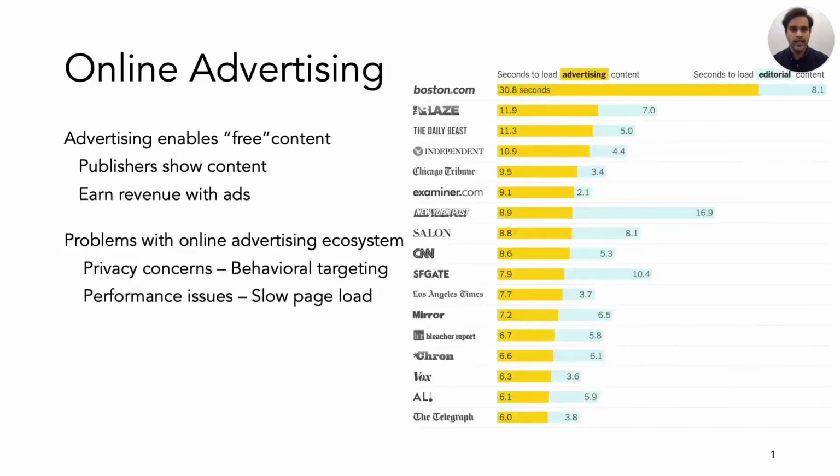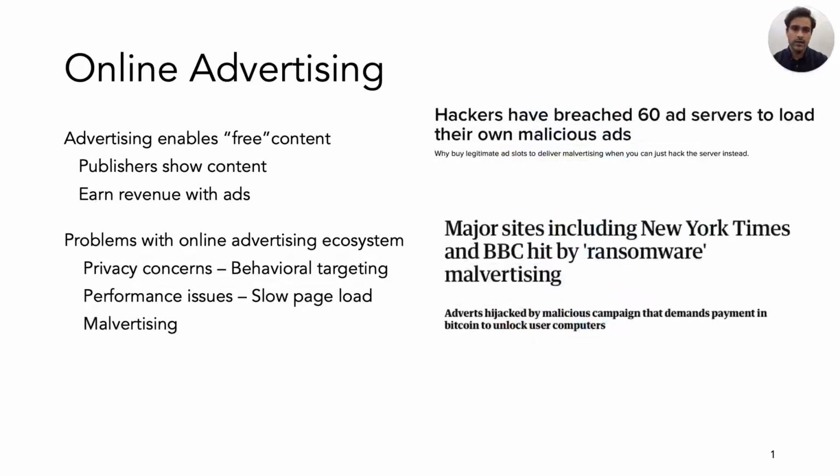Second, online advertising and tracking paraphernalia seriously degrades page load times. Websites typically embed several ads which take a long time to load. For example, the figure on the right provides a breakdown of page load time for loading ads and actual content for popular news websites. It shows that a lot of time is spent on loading ads as compared to loading actual content. Third, online advertising is often exploited to spread malware.